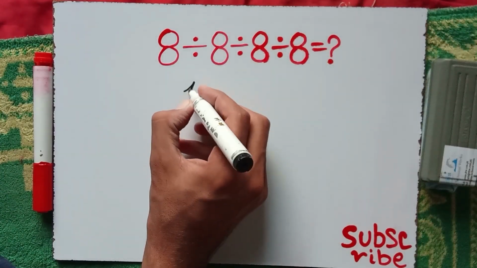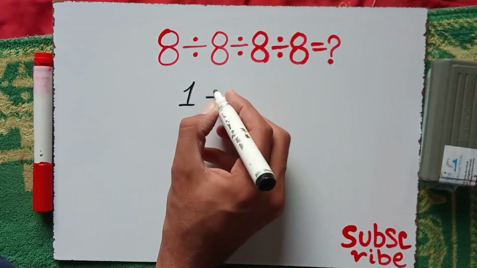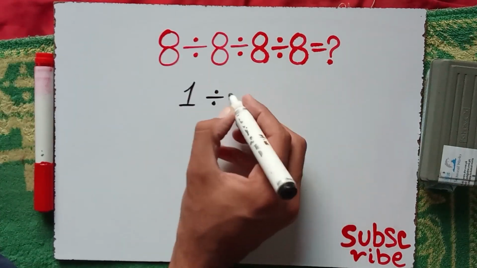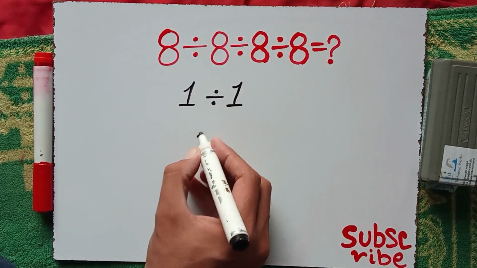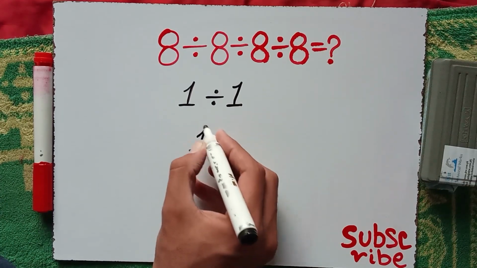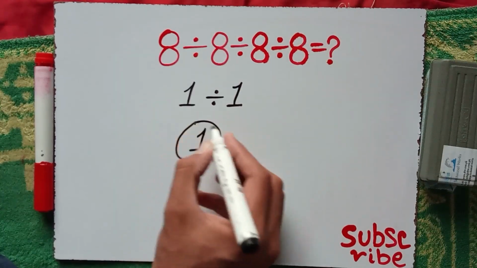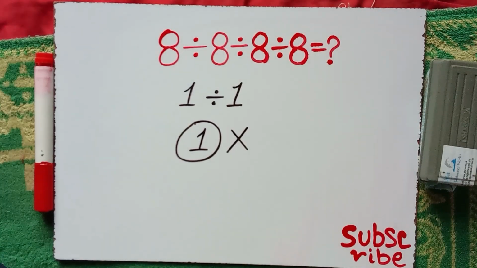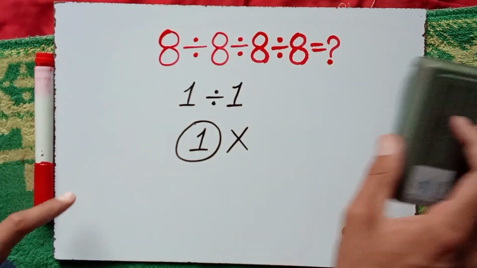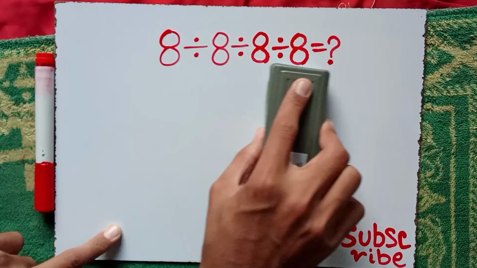8 divided by 8 equals 1, divided by 8, divided by 8 again equals 1, and 1 divided by 1 equals 1. But trust me, this answer is absolutely wrong. Now I am going to solve this question by the correct method.